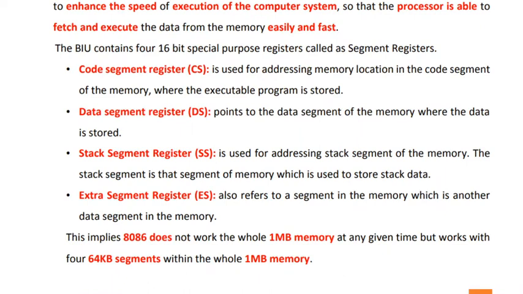The bus interface unit consists of four 16-bit special purpose registers called segment registers. To start with, the code segment register or CS. The code segment register or CS is used for addressing memory locations in the code segment of the memory where the executable program is stored. So with the help of a certain offset value, we can access the bytes pertaining to the code using the code segment register.